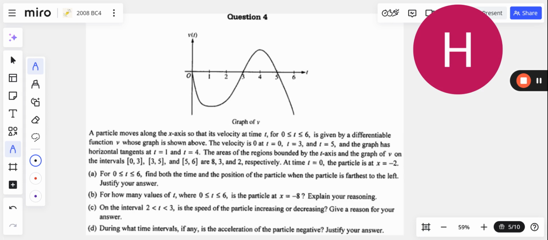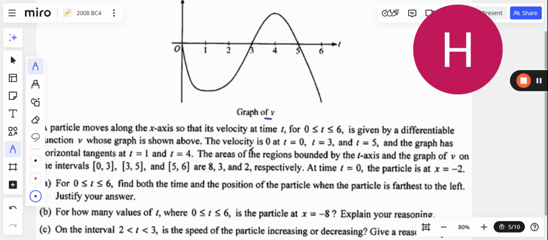We see a graph given. This is indicated to be the graph of V. That's the velocity of an object moving. And we don't have an equation for this. It does look kind of cubic potentially, but we cannot assume anything about the equation.